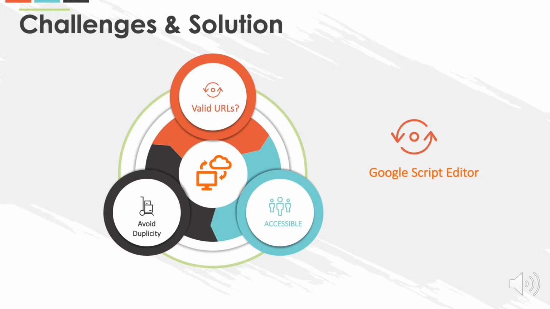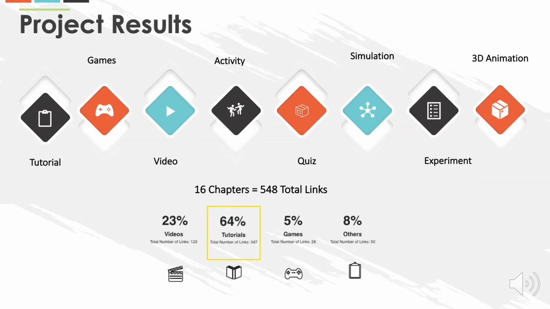To solve the above challenges, the team decided to use Google Script Editor to write a function in JavaScript which would execute the above mentioned tasks, checking duplicates and existence. Project results. Based on learning outcomes, each chapter is divided into several subtopics. The team collected 9 different types of resources considering learning outcomes and goals, such as tutorials, games, and videos.